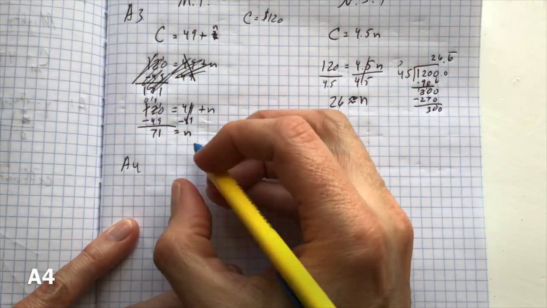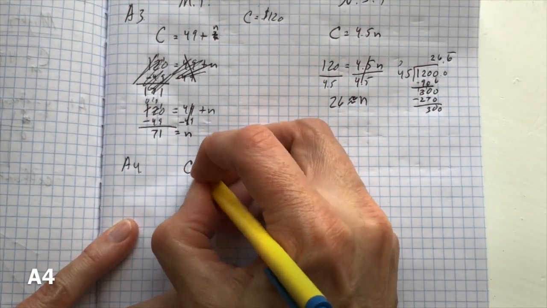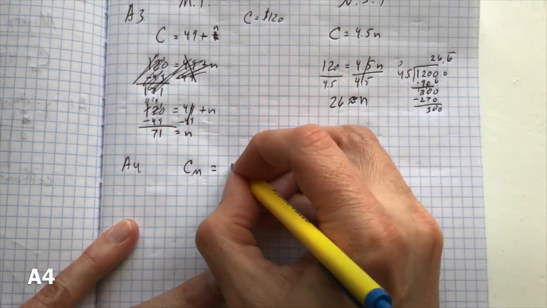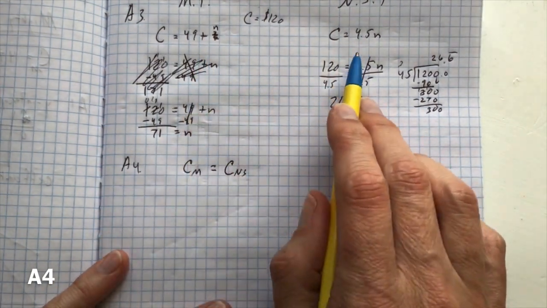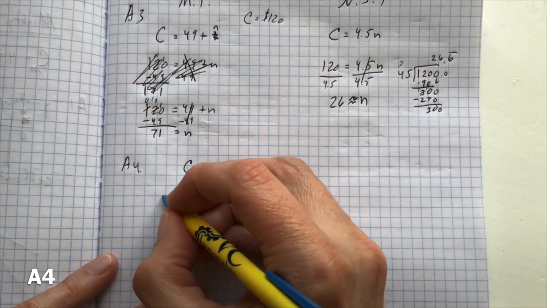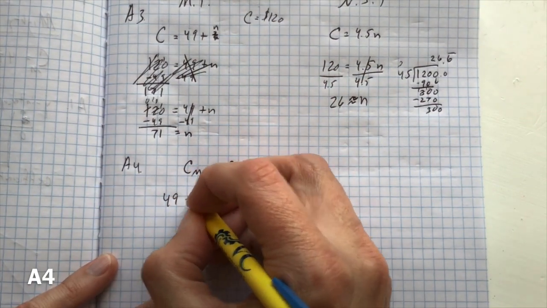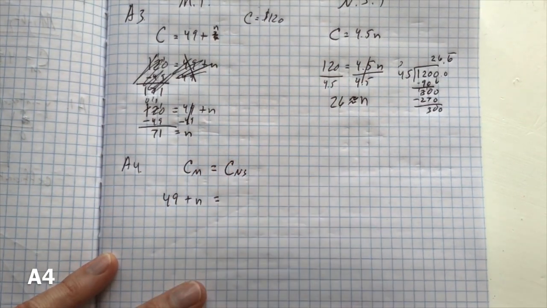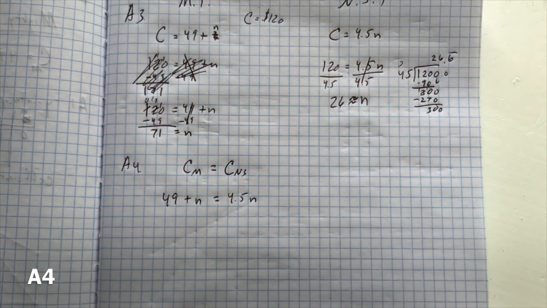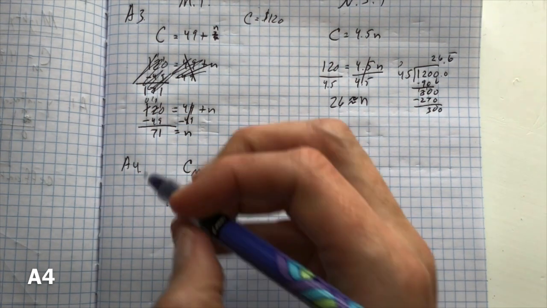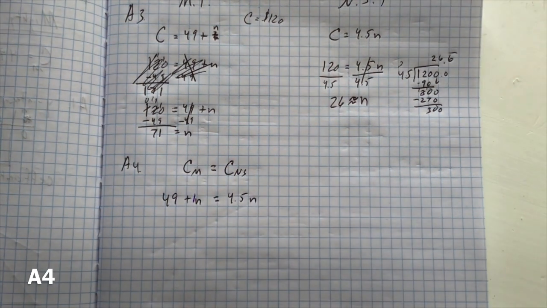What we're looking for here is the cost of Mighty T to be equal to the cost of No Shrink. So I'm going to bring both of these individual parts and set them equal to each other. So I will have 49 plus n is equal to 4.5n. Remember that this actually has a 1 in front of it for this n here. Okay, so I need to get those together.